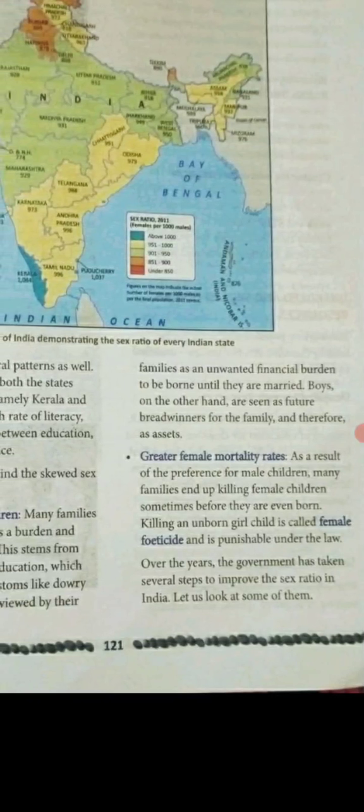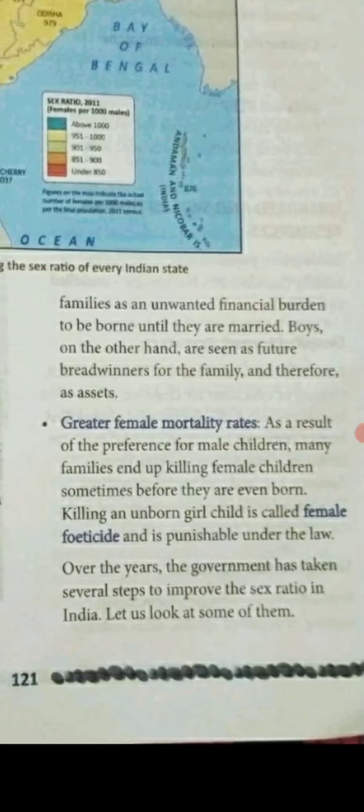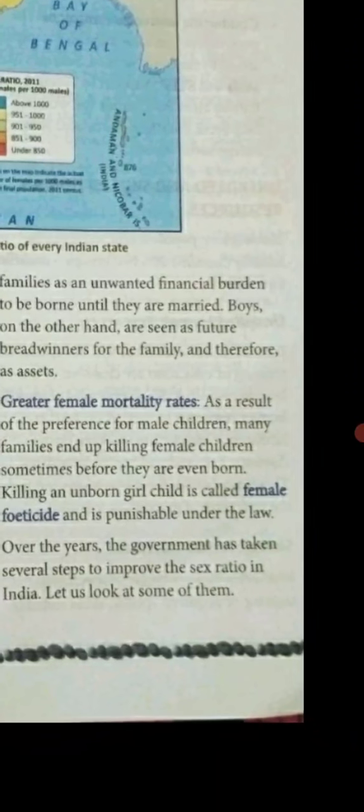Now, greater female mortality rates. That's another cause of the lack of sex ratio: there is a higher female mortality rate because of the poor health condition of women, and also the maternal mortality rate. Maternal mortality means a woman dies at the time of giving birth to a child. There are many cases, and also, as I told you, because of violence against women, be it sexual violence, domestic violence, or any kind of violence, this also leads to dowry deaths and many other deaths. That's why female mortality is high.